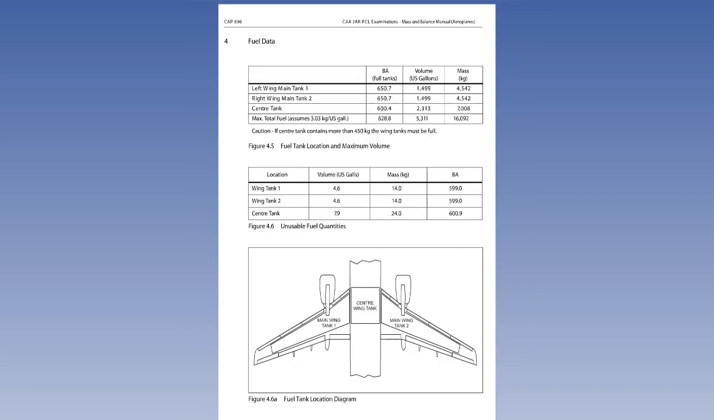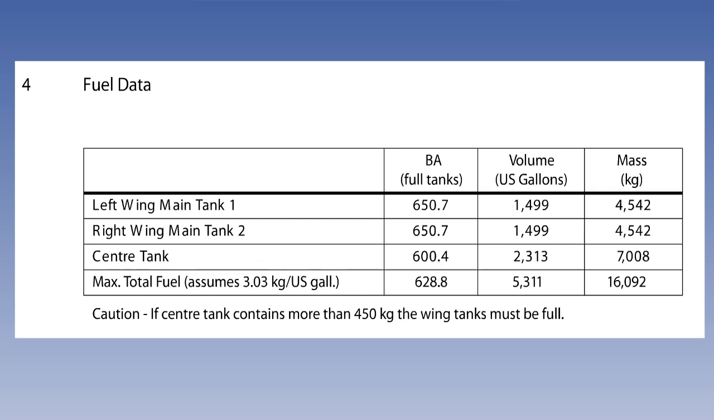The medium-range jet transport fuel data page in CAP 696 details the fuel tank location and the maximum quantity of fuel allowed for each tank, both in volume and mass. There is also a table detailing the unusable fuel quantity of each tank, which is the residual fuel remaining after the tank has been drained. So that we can understand the use of the fuel tables, we will work through some examples to extract the required information, beginning with the tank location and maximum volume table.